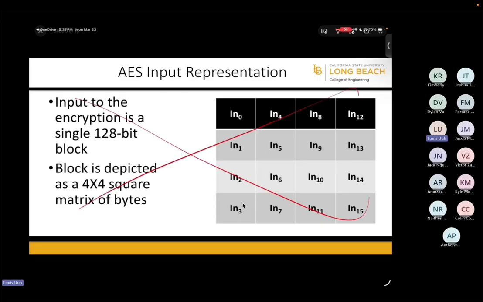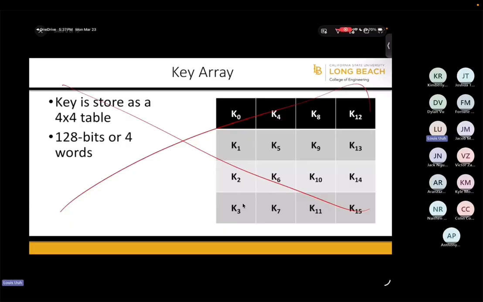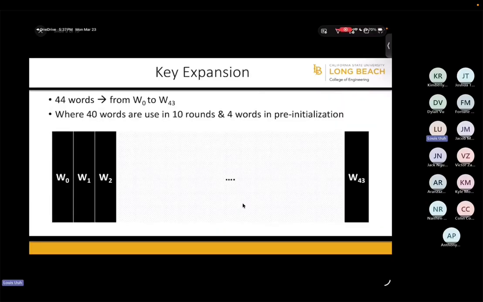Again, no tables. Again, note that there's 40 words for the 10 rounds, and then 4 words for pre-analyzation, so a total of 44 words.